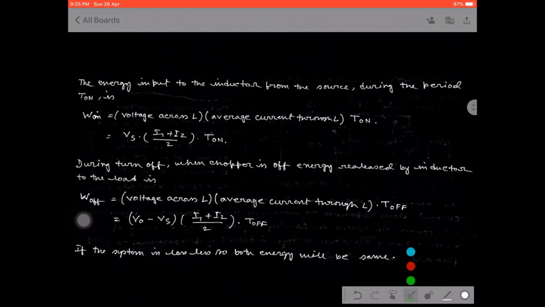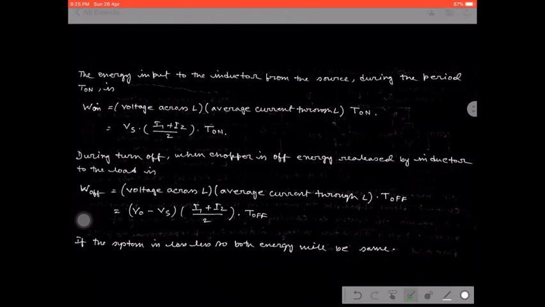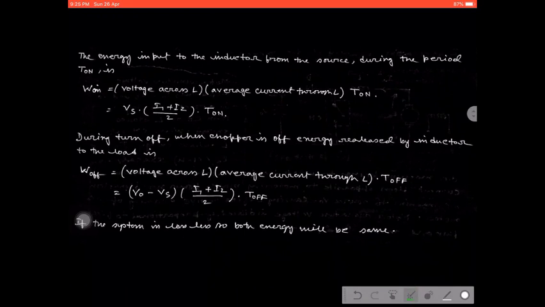Now see, go through the topic of calculating the average value. The approach is something different, not similar to the previous one. See, the energy input to the inductor from the source during the on time is the voltage across the inductor times the average current through the inductor times the time duration.